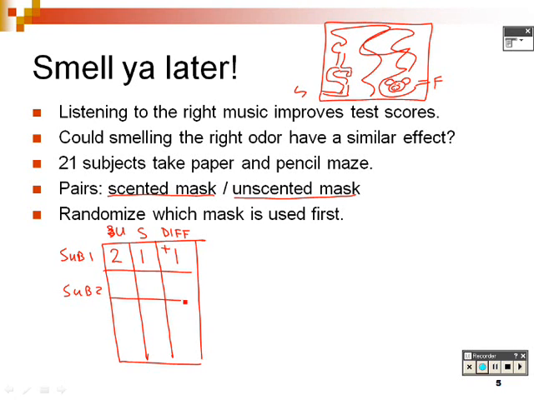Subject 2, on the other hand, let's suppose that it takes subject 2 3 minutes to use the unscented, and then 5 minutes with the scented. It takes longer. So this time 3 minus 5 is going to give us -2, and we get a negative number. And so that says, well, maybe the scented didn't really help, where here this suggests that the scented did. So that's what the data is going to look like. The upshot is that x of the difference is going to be equal to x of unscented minus x of scented.